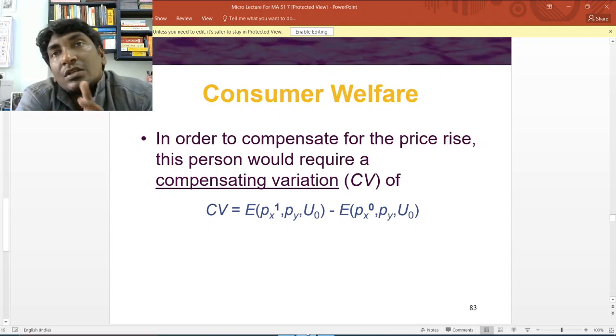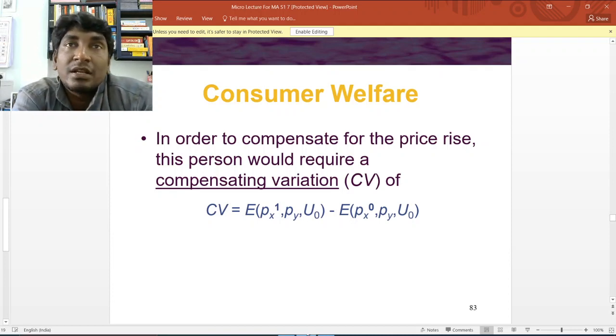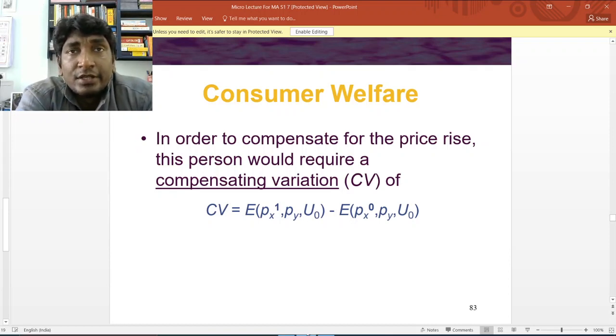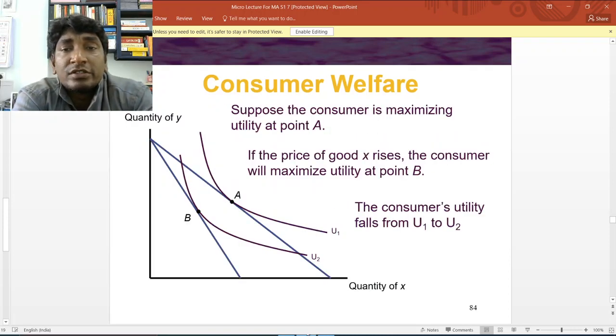To achieve the original utility, how much do you need to give in this P1 period to buy the commodity X? So this is a two-way measure, to say how much money you have to compensate, give to people to have the original utility level. So this is what is called consumer compensation.